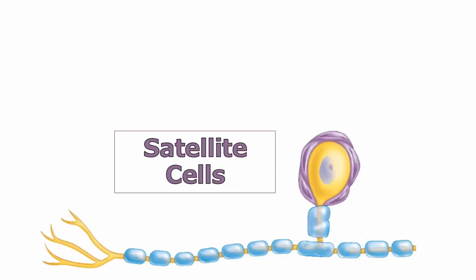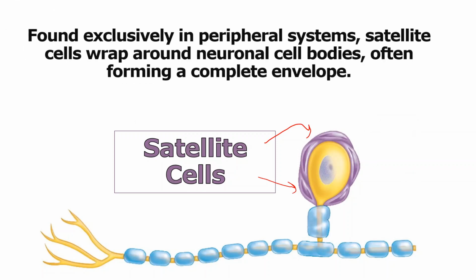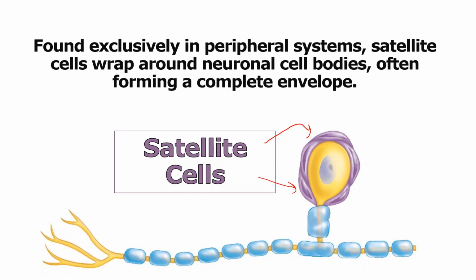Our final stop here is the satellite cell, and it's these little purple guys that are kind of wrapping around the cell body of this unipolar neuron. So these are doing exactly what I just said. We only find these in the peripheral system, and they're wrapping around a body. You might think, well, what are they doing? Well, they're going to be cushioning and protecting that cell body from damage. Sometimes there are so many satellite cells around that body that it will completely envelop the entire soma, or the entire body of the cell.